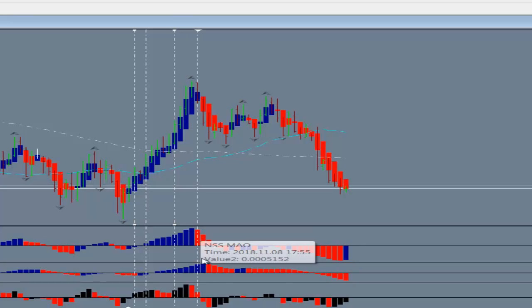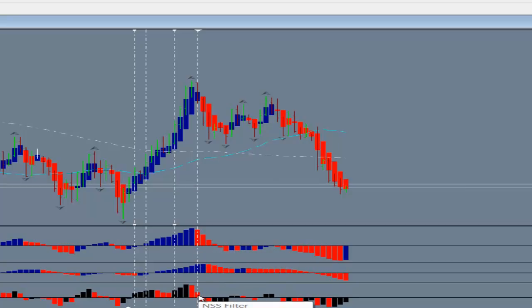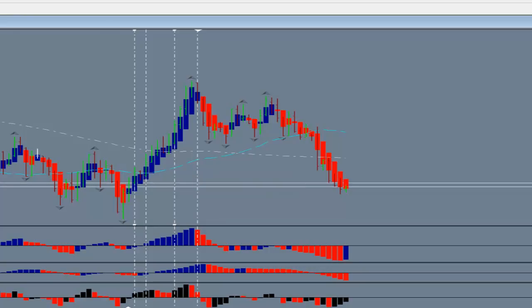This is the mail, this is the filter. When the mail and filter are the same color, for sure you want to consider getting out. If you don't do it there, wait until this 5-minute crosses below the zero line. You probably ought to be out by then. So we'll put a line there.